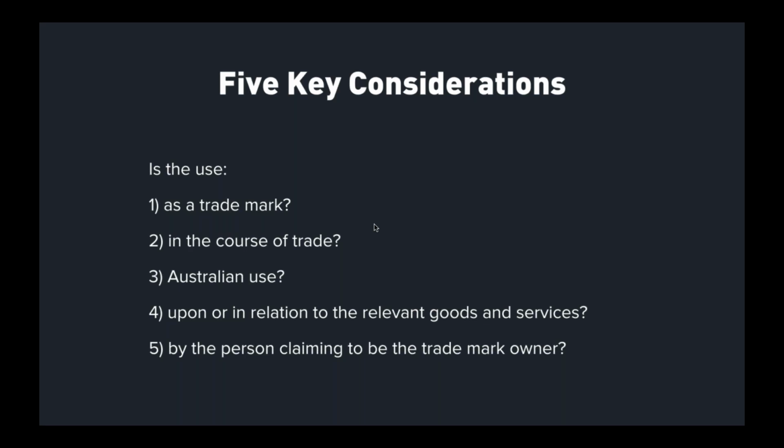The final consideration is whether the use is by the person claiming to be the trademark owner. You should aim to show the examiner that it is you or your business that has been using the mark. You may also be able to show evidence from a predecessor in title or from someone you've authorised to use the mark. This isn't to say that you shouldn't show third-party mentions of your trademark, such as newspaper articles or other people mentioning your trademark on social media.